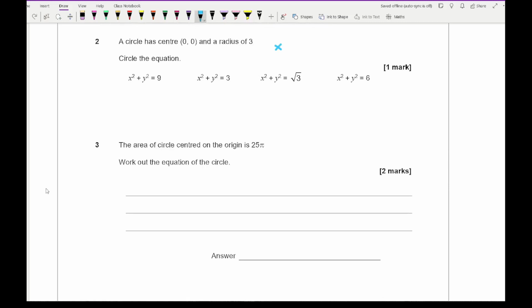So again, what we've got is x squared plus y squared equals r squared. So if r equals 3, r squared is going to equal 9. So what we've got then is our first option. Question 3 then says that the area of a circle centred at the origin is 25 pi. Work out the equation of the circle. Now what we need to do here is that if the area equals 25, oh no, what I was doing there, let me just correct that. We've got 25 pi.